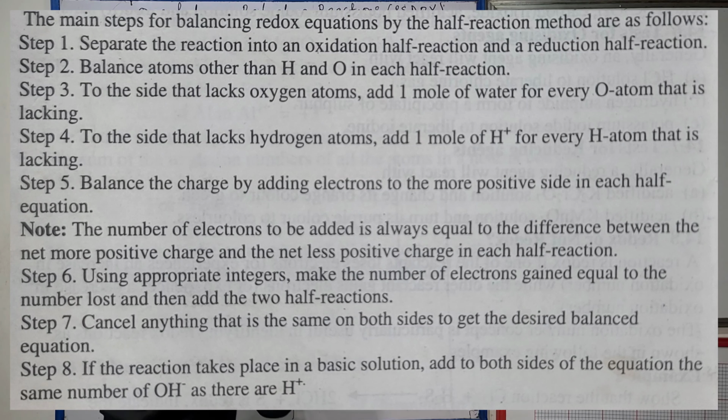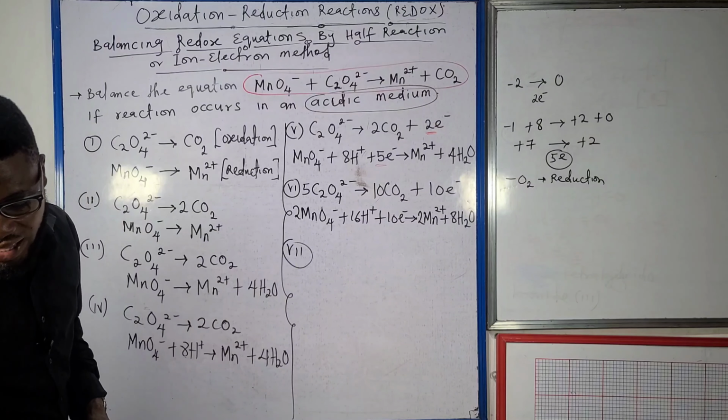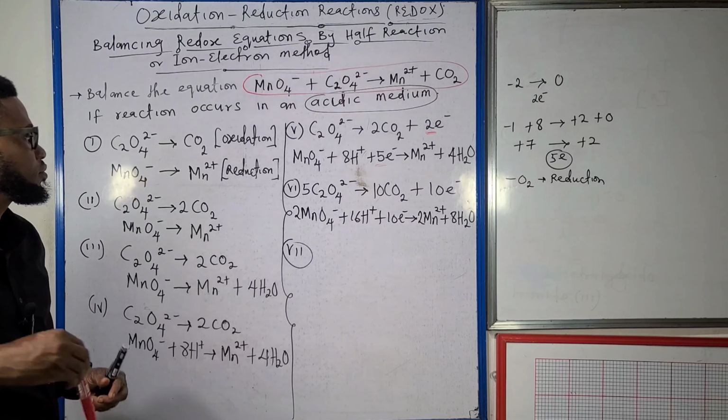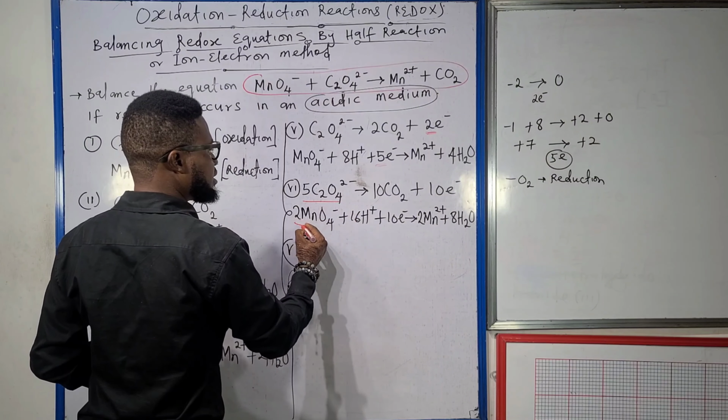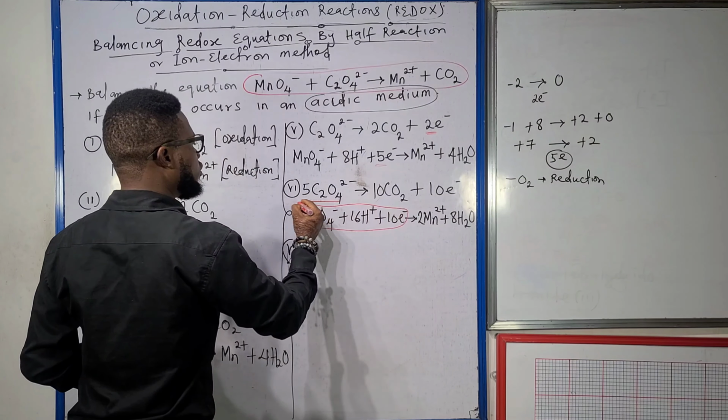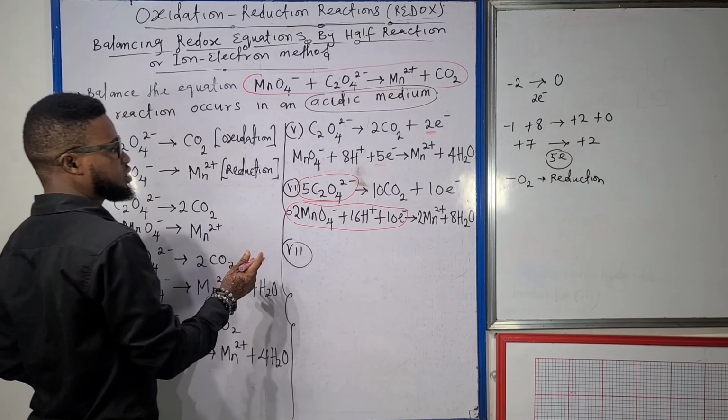And step 7, since this takes place in an acidic medium, we are going to stop at step 7. Step 7, which is the last step if it takes place in an acidic medium, is for us to collect the equations together and cancel anything that is the same on both sides to get the desired equation. How do we do that? What it means is that we are going to take all of the reactants together, so that's this and this.